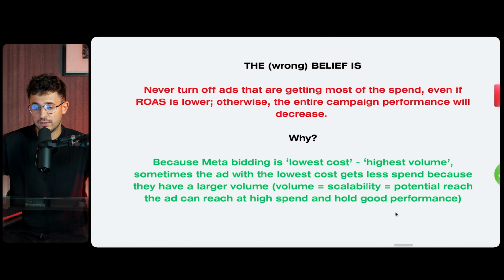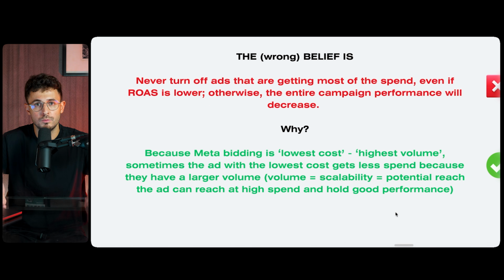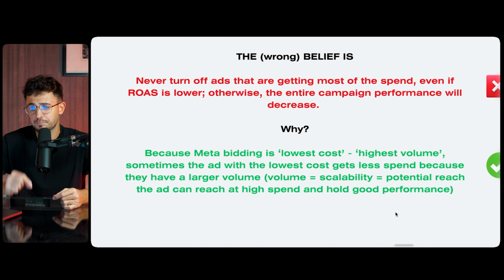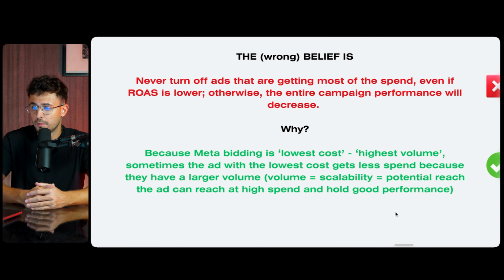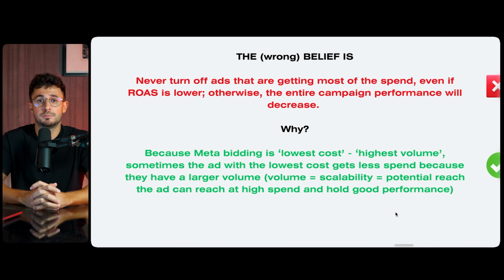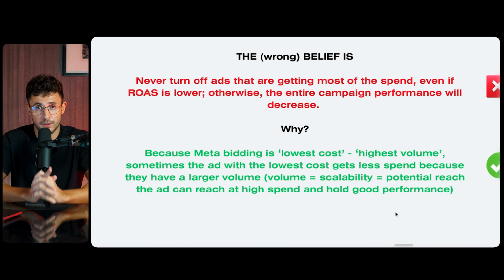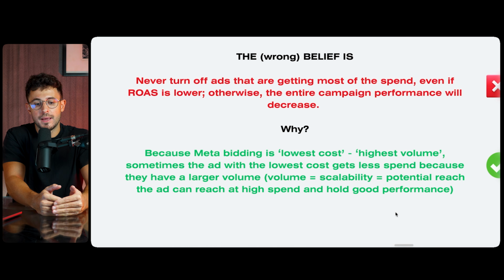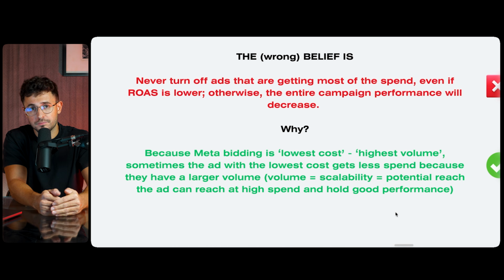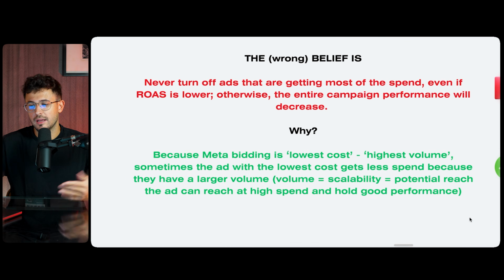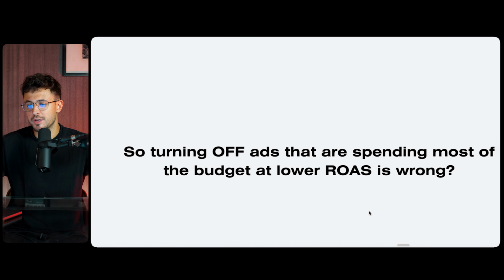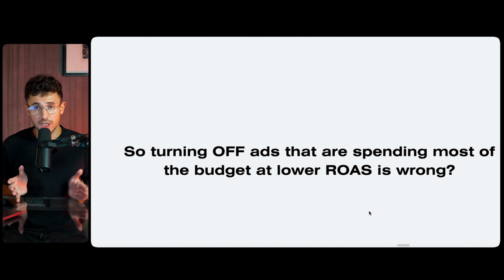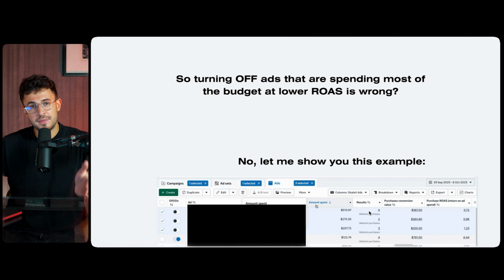And this is basically one of the main reasons, and I actually agree with this, because when you do Meta ads and you pick the bidding, you choose to bid most likely by lowest cost and highest volume. What does it mean? Meta is going to spend most of the budget on the ad creatives with the lowest cost per purchase, but also with the highest volume. And so Meta will find the balance, and sometimes Meta will spend the budget on the ad with the highest volume, so the highest capability to scale, rather than the lowest cost. So you might be asking yourself, is turning off ads that are spending most of the budget at lower ROAS wrong? Let me explain, okay?